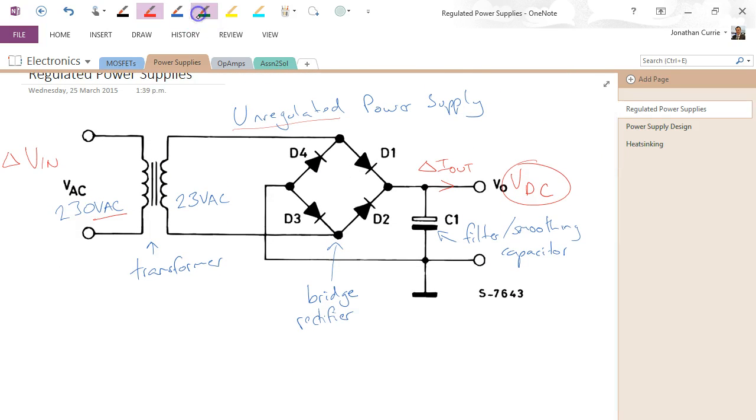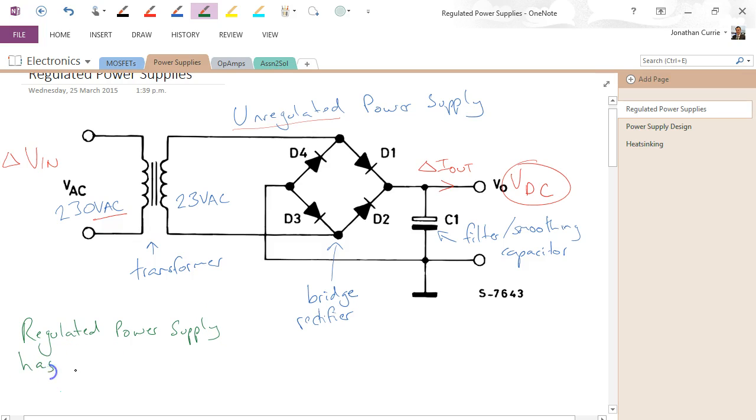So a regulated power supply has constant output voltage regardless of changes in Vin or Iout. So within practical operating limits, the regulated power supply, even if we change the amount of current we're drawing, we should get the same voltage out, and even if we change the amount of voltage coming in, we should get the same voltage out. So that's what we mean by regulated.